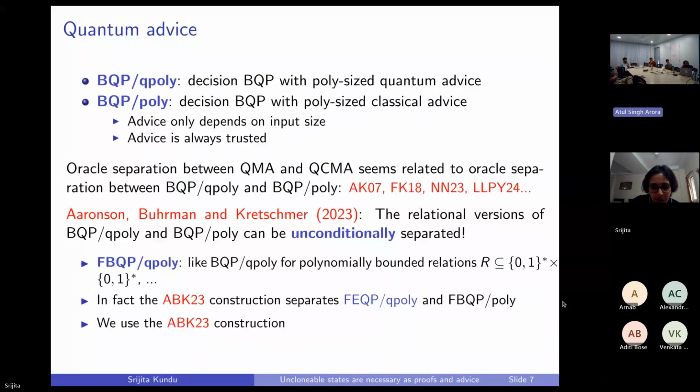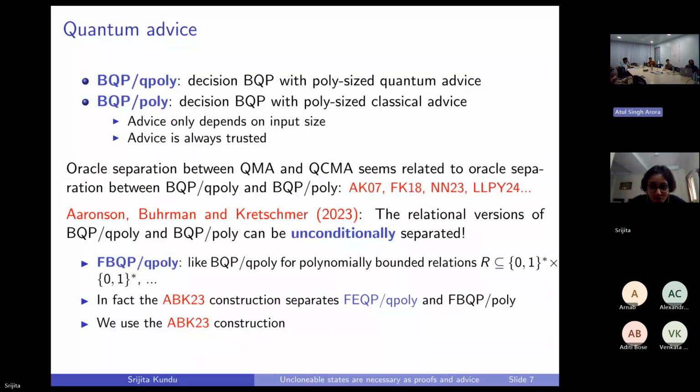Srijita, in your last slide, one quick question. Do you know of any separation between QMA and QCMA that does not also imply a separation between BQP/qpoly and BQP/poly? Because you said that there's no black box reduction. It doesn't imply it, but usually with a related construction, you can also. In our paper, we said a related construction probably also separates BQP/qpoly and BQP/poly, but we didn't actually prove it, if you want to count that. I mean, it probably works. We just didn't bother proving it. Right, thanks.